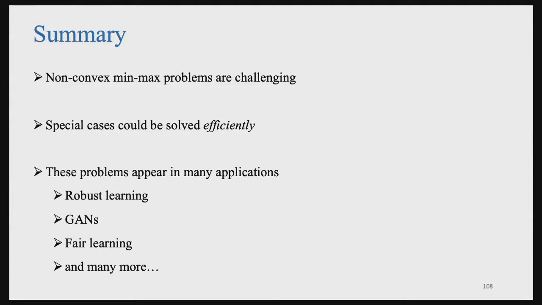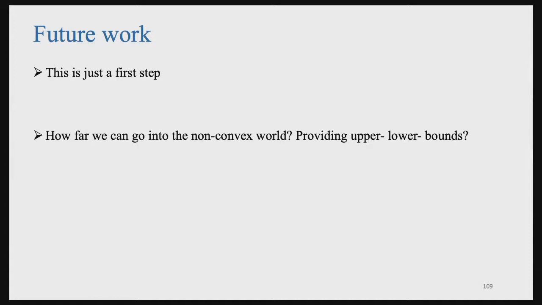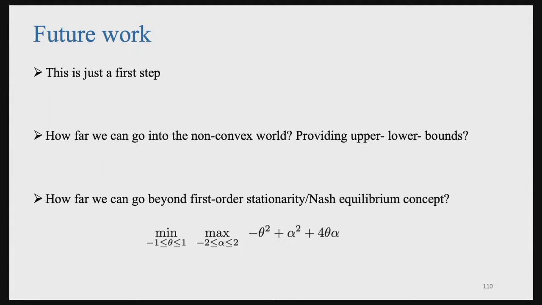I tried my best to convince you today that non-convex min-max problems are challenging, and they have a lot of applications, but this is just the first step. We really do not know how to solve them in the non-convex world. We took first steps. Even going beyond first-order stationarity, even existence is a problem. For example, you can come up with simple counterexamples like this.